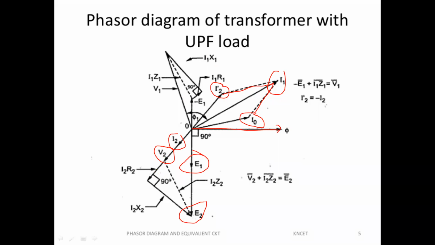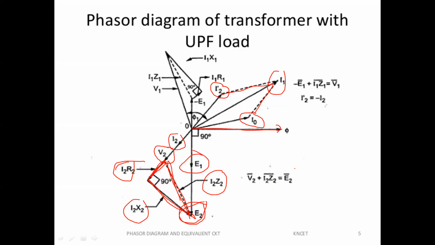The resistance component is in phase with the current. This is the I2 value. This I2 R2 is in phase with the same quantity, that means parallel to that line. The reactance component is perpendicular, that means the reactive component of the drop is at 90 degrees. So this is our secondary impedance drop, I2 Z2. Reactance, resistance, impedance. Okay.